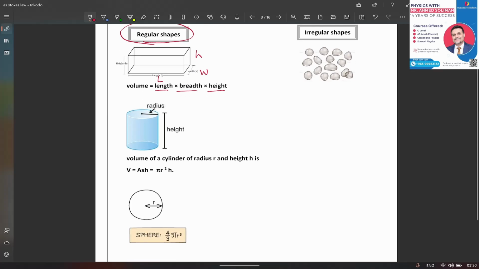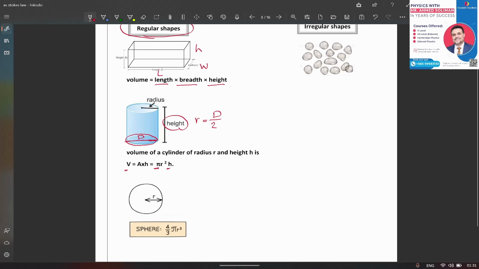If we have a cylinder, we need to measure the radius. First, we need to measure the diameter, then radius equals diameter over 2. And if you want to find the volume of the cylinder, you also need to measure the height using the ruler. So volume equals pi r squared multiplied by height. This is the equation of the volume of a cylinder.